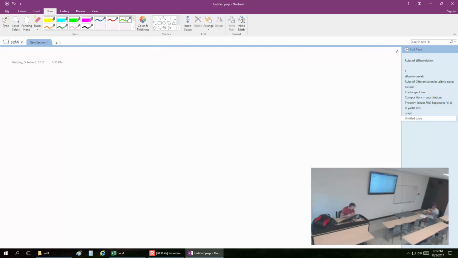So volume of the card. So this is what the curve looks like.